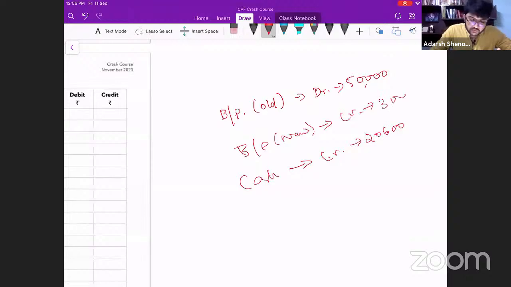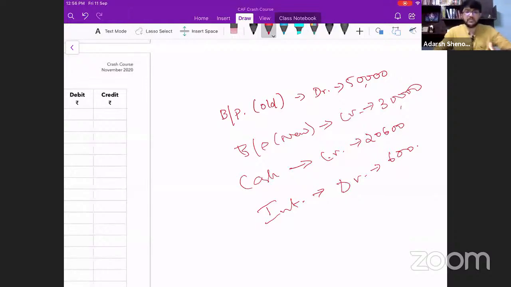How much is the new bill face value? 30,000. So the total 30,000 plus 2,600 is to be credited. Why is that 600 rupees additional being paid? It is towards interest. Is interest my expense or my income? What do you think it is? It is an expense. How much is it? We have to debit interest with 600 rupees.